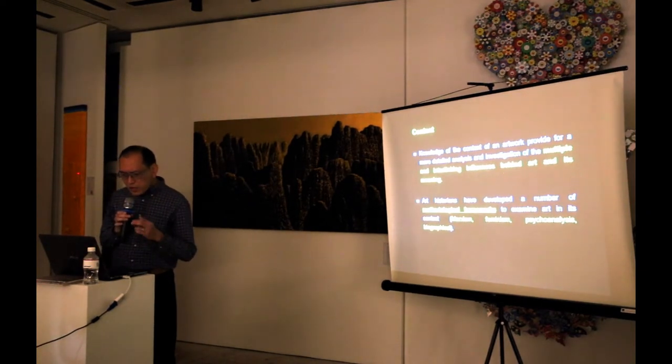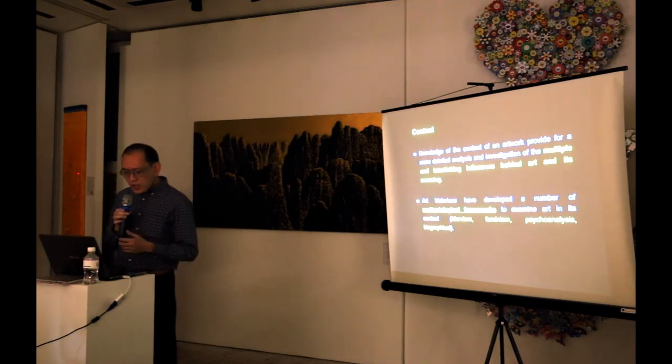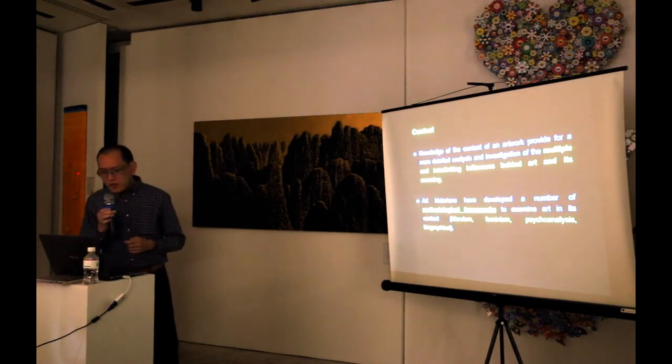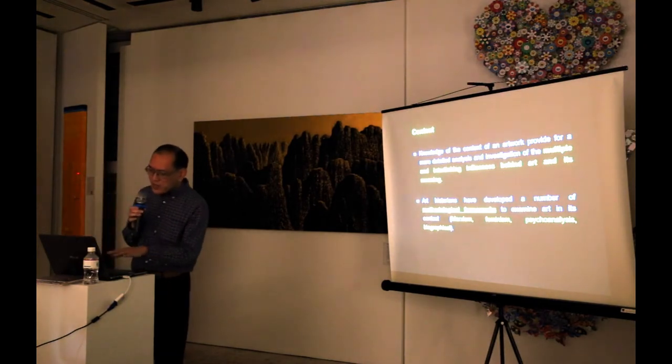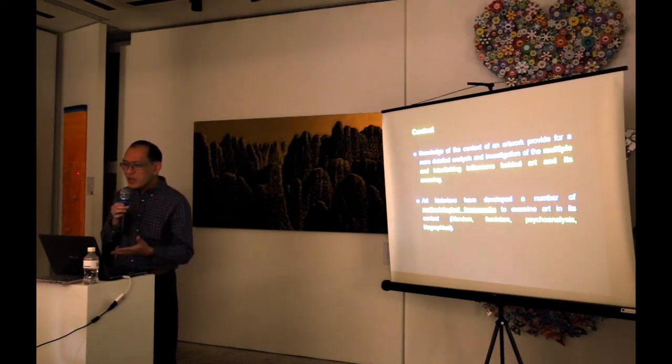And so again, art historians use different approaches to look at context, to look at the multiple influences behind art and its meaning. For example, art historians have developed different methodological frameworks. Now, don't worry about this, right? It's just different approaches to looking at art. So you have Marxists, as I said, who look at the economic conditions of art.